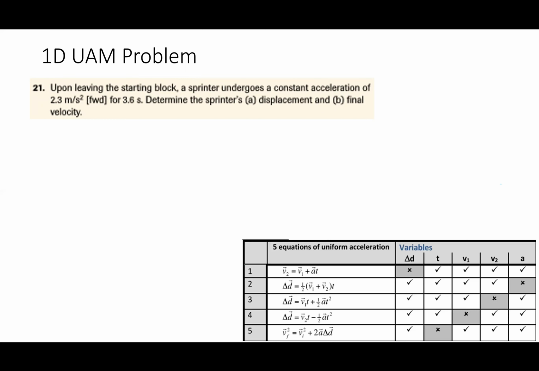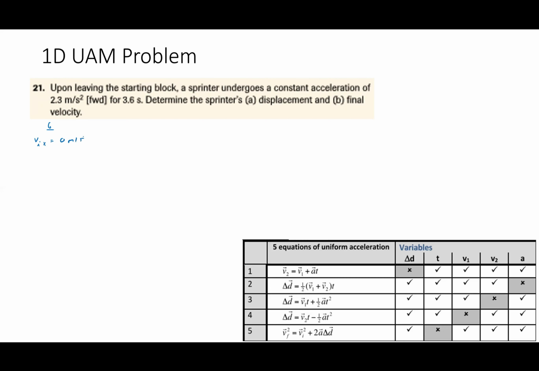Now, question 21. Upon leaving the starting block, a sprinter undergoes a constant acceleration of 2.3 meters per second squared forward for 3.6 seconds. Determine the sprinter's displacement and final velocity. Okay. So the sprinter is starting on a starting block. If you guys have seen relays, you know what this looks like. The initial velocity of the sprinter is 0 meters per second.